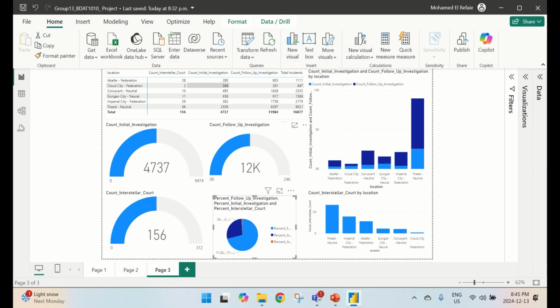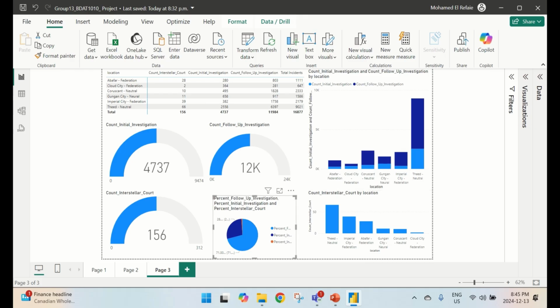That means most of the initial investigations have been closed and there is no need for follow-up in the Cloud City. However, in the Imperial City, we have more than 1,700 follow-up investigations open for only 382 investigations, same as in the Croxent Neutral, 495 initial with 1,828 follow-up investigations. Again, this bar chart represents the difference between the initial and follow-up investigation between locations, and this one down there is the count of the interstellar court by location.